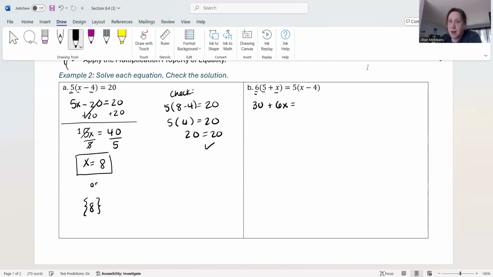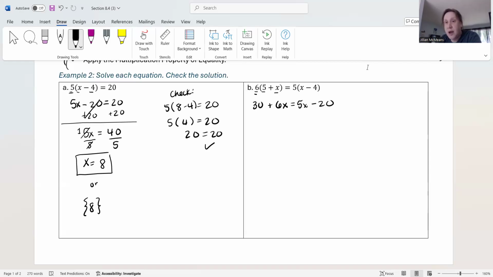And then on the right, I have 5 times in parentheses x minus 4, which should be fairly familiar to you because it actually was in the previous problem too. By accident, I just picked two that had the same setup. But anyway, 5 times x is 5x. And then 5 times negative 4 is minus 20.